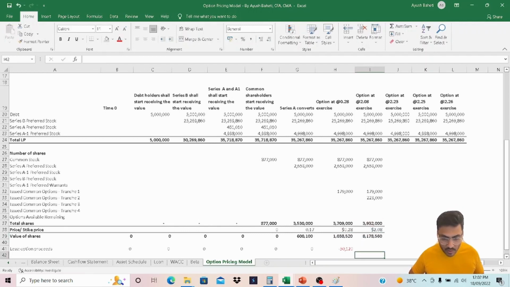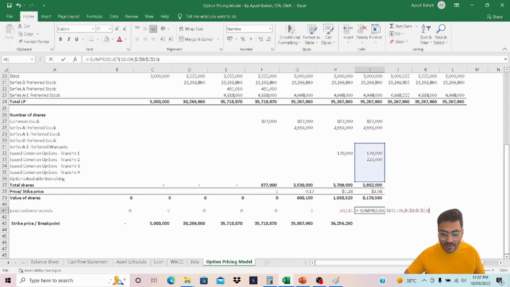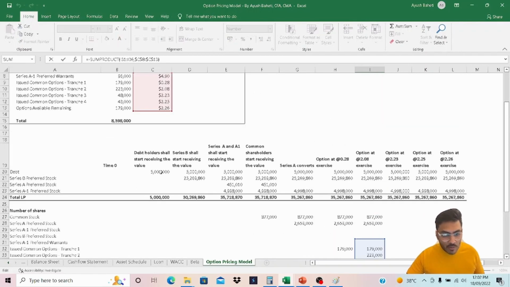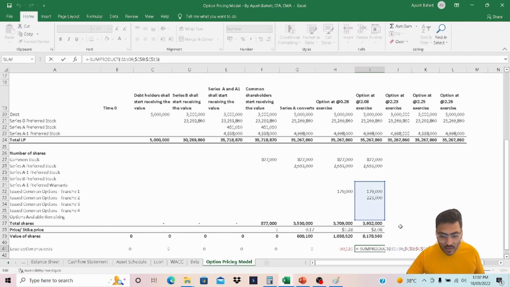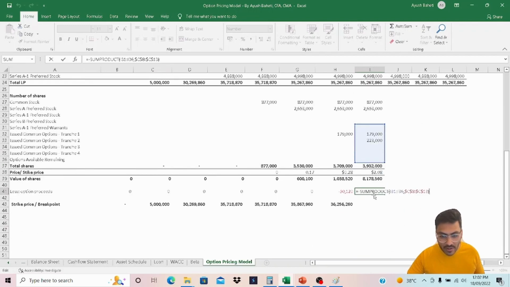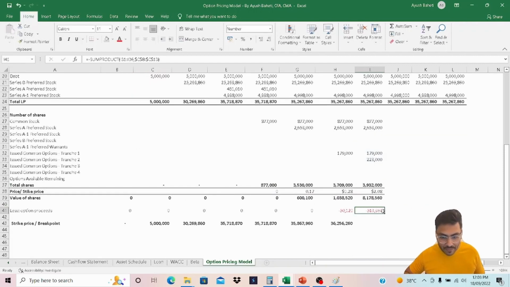This will be the total value of shares, and this will be the liquidation preference. Now the liquidation preference is also on a cumulative basis, and this will be the option proceeds. So option proceeds are also on a cumulative basis, because everything we are calculating is on a cumulative basis. Okay, so over here I'm only considering the option proceeds from tranche 1 and tranche 2. And this will be the total breakpoint value or strike price.